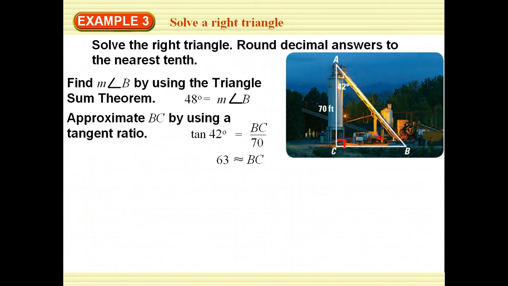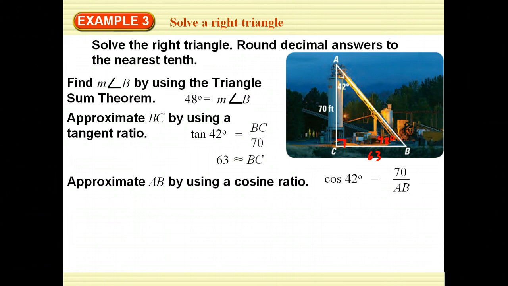So we have seen that this is 48 degrees, and this is approximately 63. Now I can find my other side by using Pythagorean theorem, but that would be using an approximation. So I'll use another trig function. Adjacent over hypotenuse is the cosine, and so I'll do the cosine of 42 is equal to 70 over AB. Now I'm going to have to solve that by multiplying both sides by AB and then dividing 70 by cosine of 42 degrees. It's approximately 94.2.